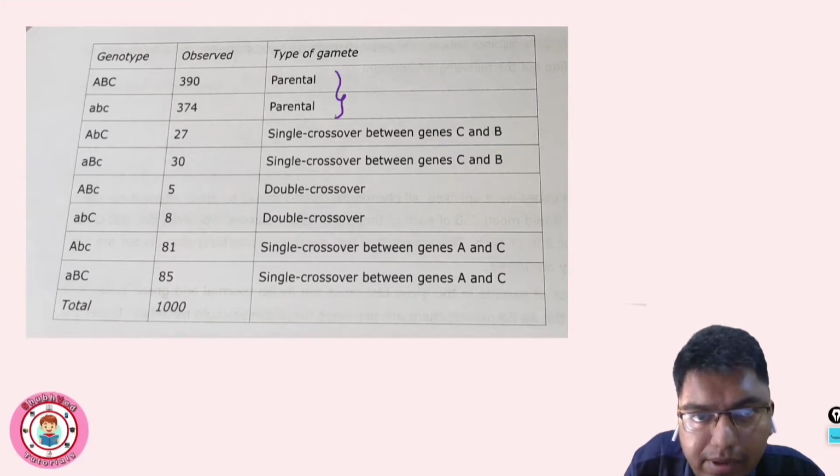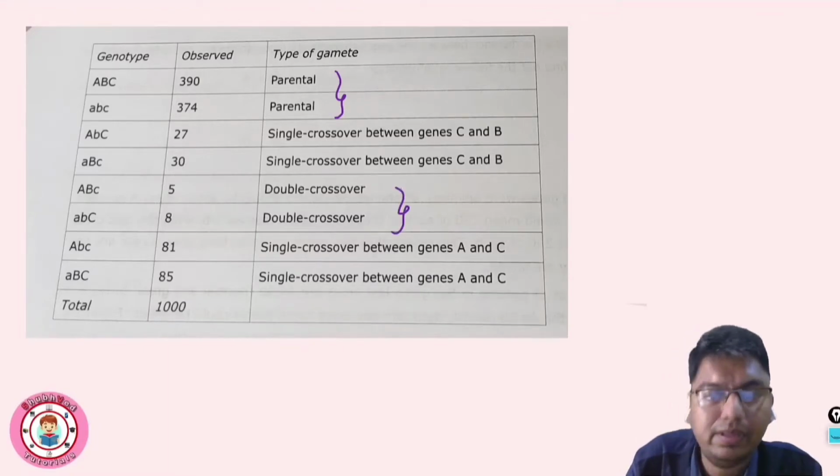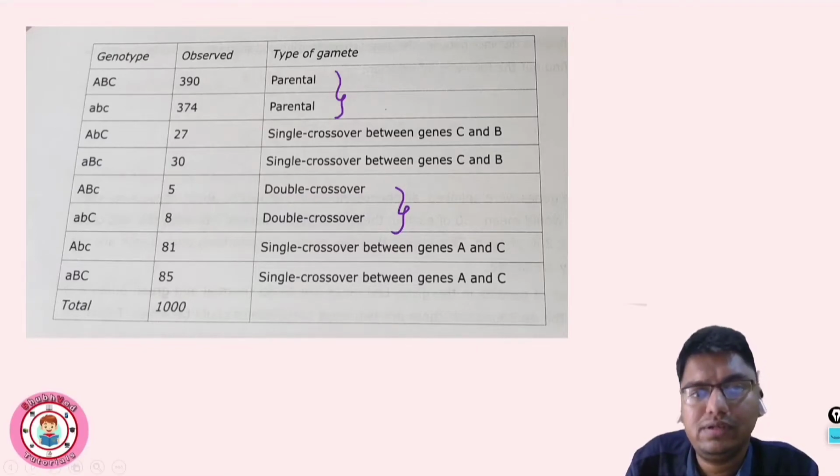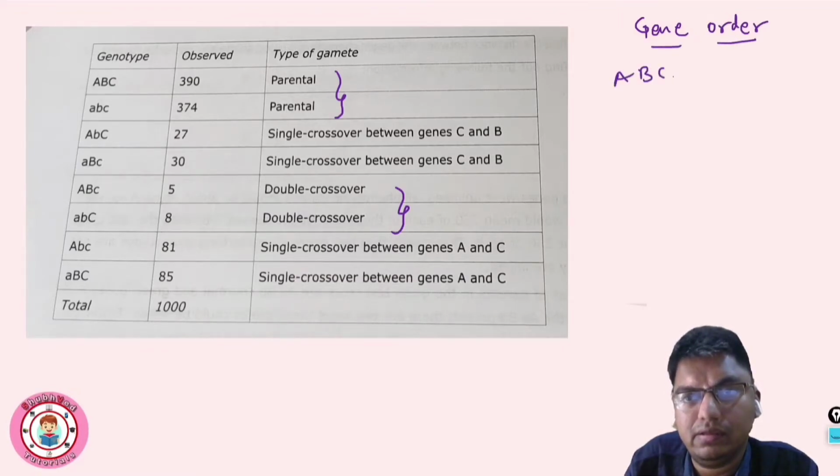See, these are parental. Okay, and the very small numbers are known as double crossover. Double crossover and parental. So using this, we can find the gene order first. We should find the gene order first. So what are parental here? These are parental and double crossover.